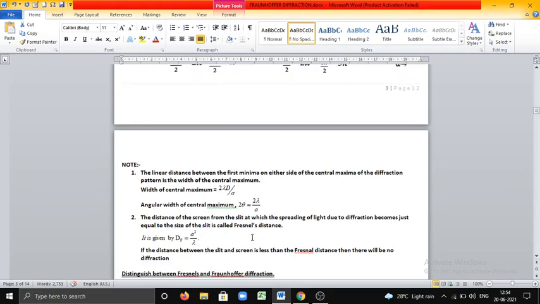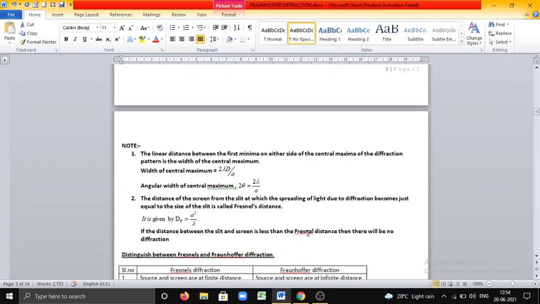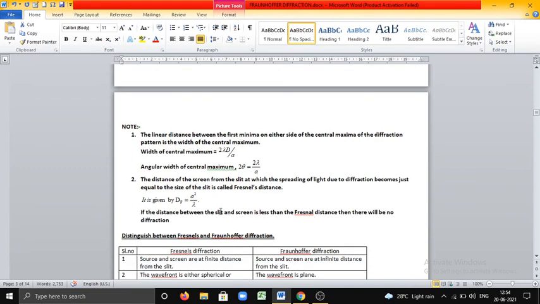The distance of the screen from the slit at which spreading of light due to diffraction becomes just equal to the size of the slit. See here, you have to adjust the distance of the screen such that the spreading of light is just equal to the size of the slit. Then that distance is called Fresnel distance. It is given by a square by lambda. If the distance is less than Fresnel distance, then there will be no diffraction.